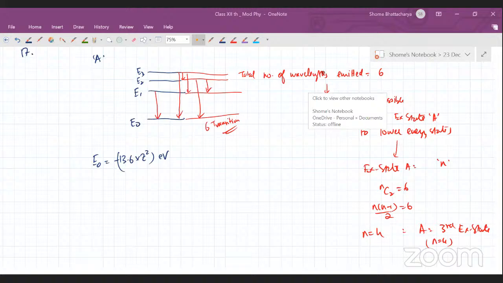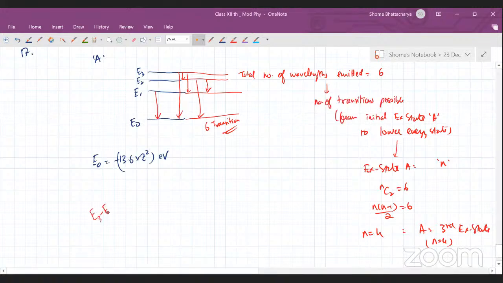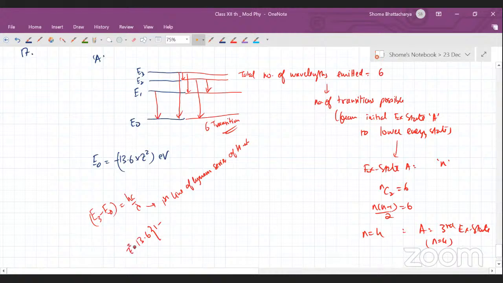So if you interpret it this way, that it's emitting a photon of the first line of Lyman series of hydrogen atom, that means this E3 minus E0 should have the same energy as the first line of Lyman series of hydrogen. Then you can do this. So you can see that 13.6 into Z square.